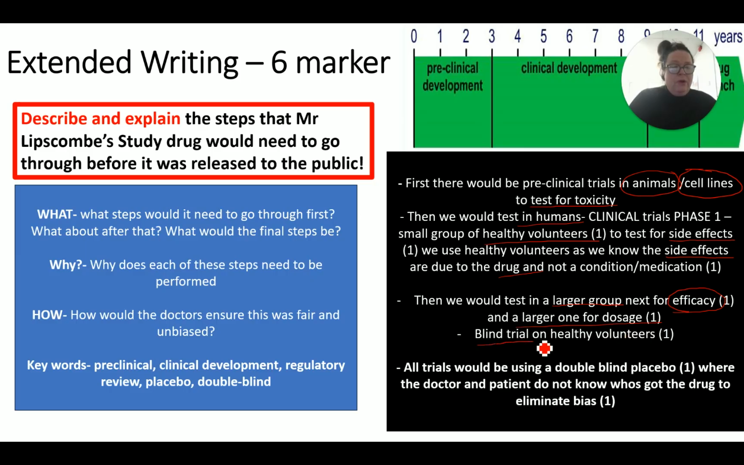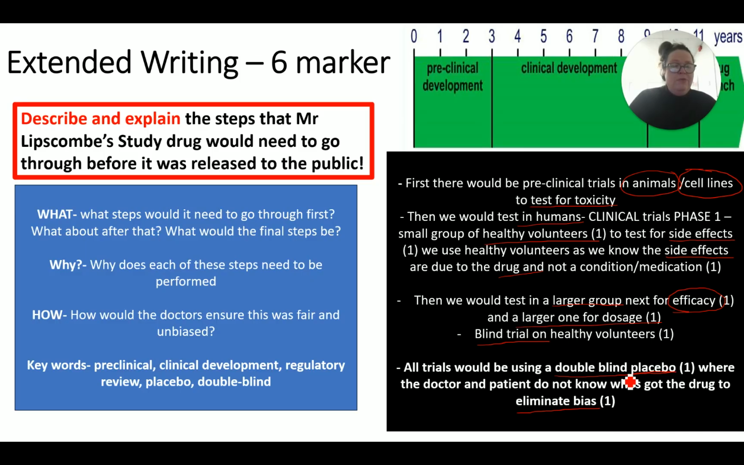And then blind trial. Now, a blind trial, the doctors know who's getting the drugs, but the patients don't. Some will have a placebo, which is a fake drug. It's usually a sugar pill. And then we'll have a double-blind trial, which is where the doctors don't know who's taking the drugs, and neither do the patients. The only people that know are the drug companies, who's taking the actual real drug. And that is to eliminate bias. So eliminate bias means there's no favoritism to anybody.